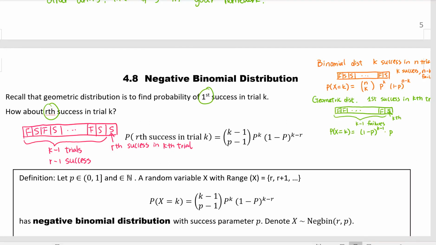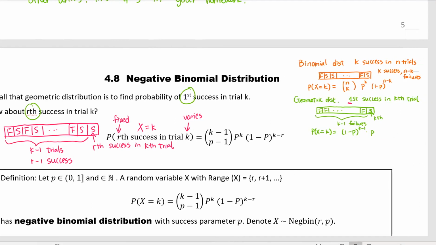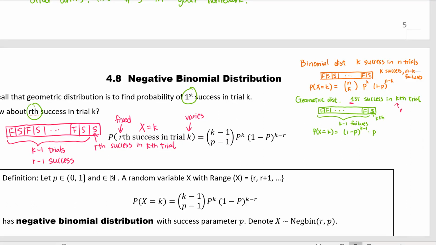That's why we get the probability of the R-th success in the K trials. In this case, K varies and R is fixed. It's like the geometric distribution, where we have the first success in the K trials: the number of successes is fixed, and the number of trials varies. So K varies, and the 1 is fixed.